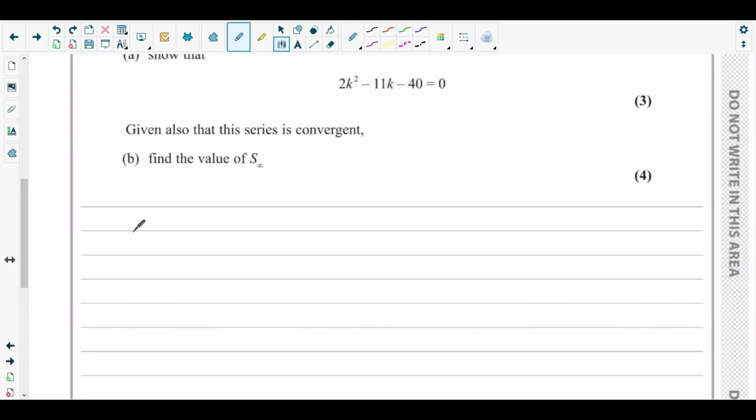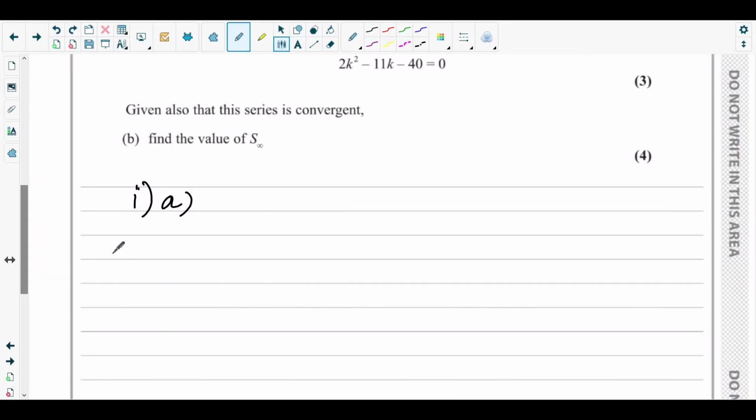Okay, so for part 1A, to prove this, at first consider the terms of the arithmetic series. Let's consider the sum of n terms, S of n. So S of n equals what? The first term is A. The nth term of an arithmetic series is A plus n minus 1 times D, right? So the second term would be A plus D, right?